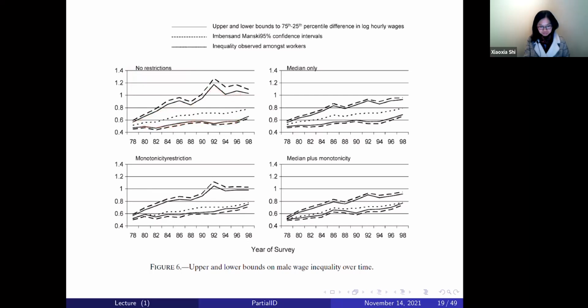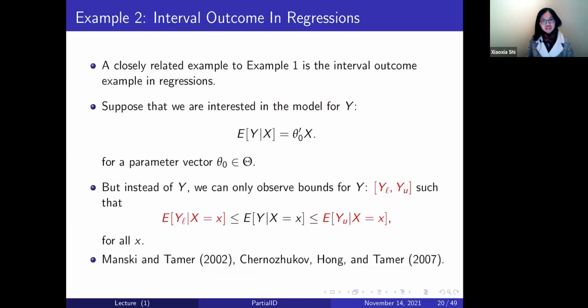It's kind of wide, but if they put some more assumptions, I forgot what this median only is, but I remember this monotone IV assumption. Using their monotone IV variable, that is the welfare benefit, they can tighten the bounds to this. And once the bound is tightened, it looks like they can see a trend over the years from 1978 to 1998. The trend indicates that there seems to be an increase in wage inequality. So that just shows you some empirically interesting result that you can get using partially identified models. Okay. So that's the first example.